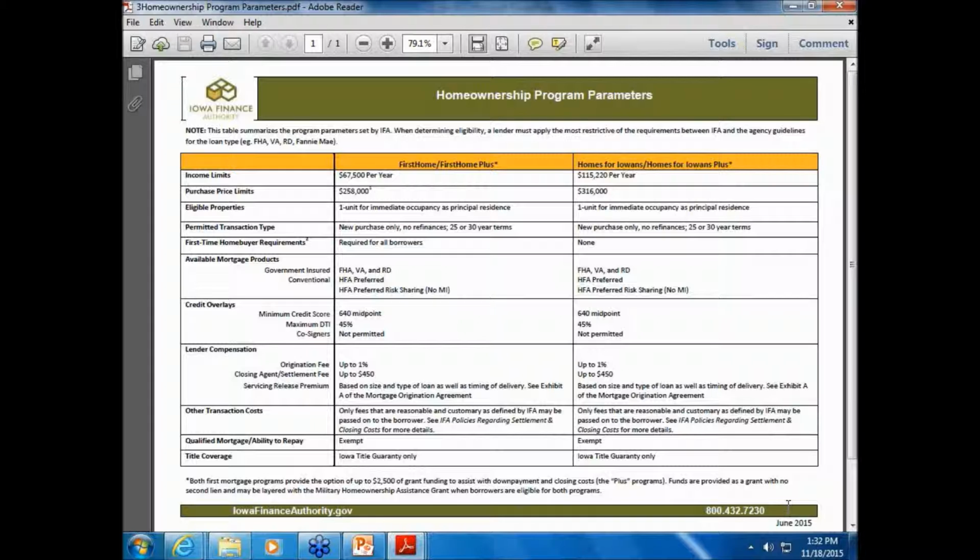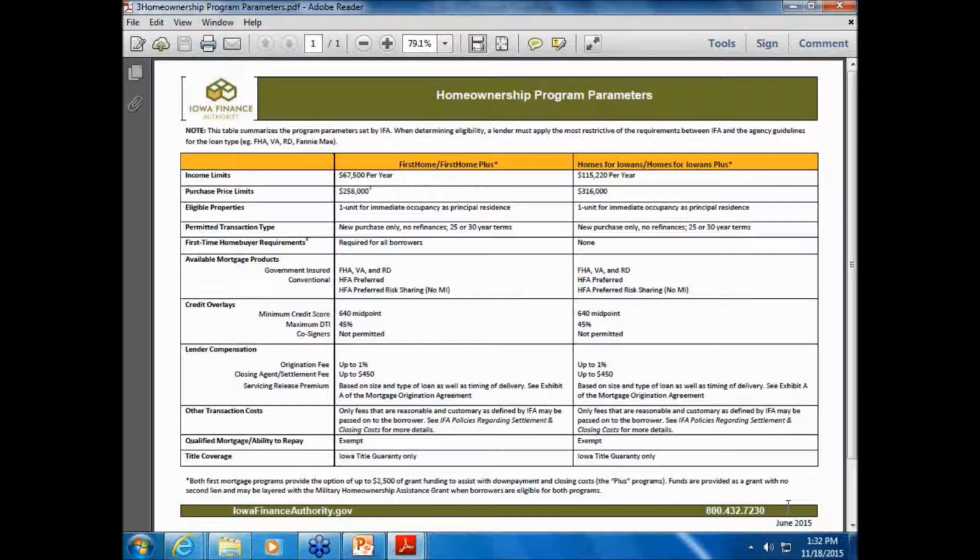As I already mentioned in the mortgage origination agreement, there are some limits on lender compensation. We do allow up to a 1% origination fee, and then we also do allow up to $450 for the closing agent settlement fee. And then, of course, the servicing release premium that I outlined is part of the lender compensation when you originate our loans. That's what they are, and it's the same across both sets of financing options.